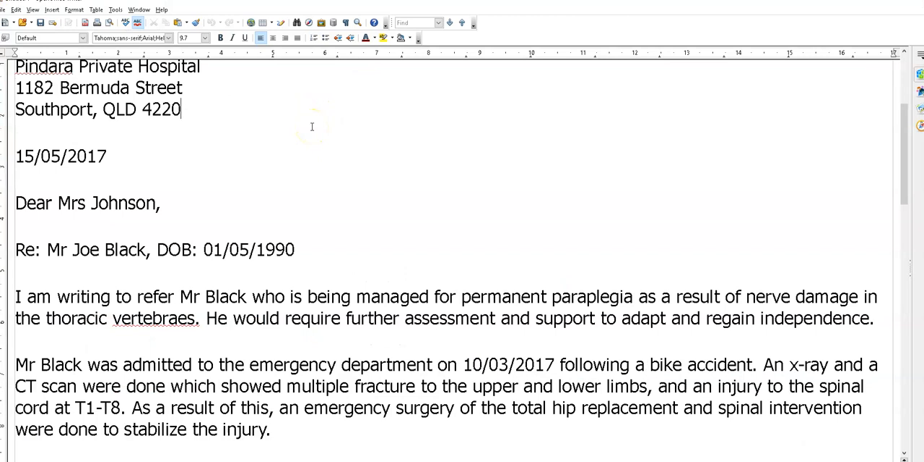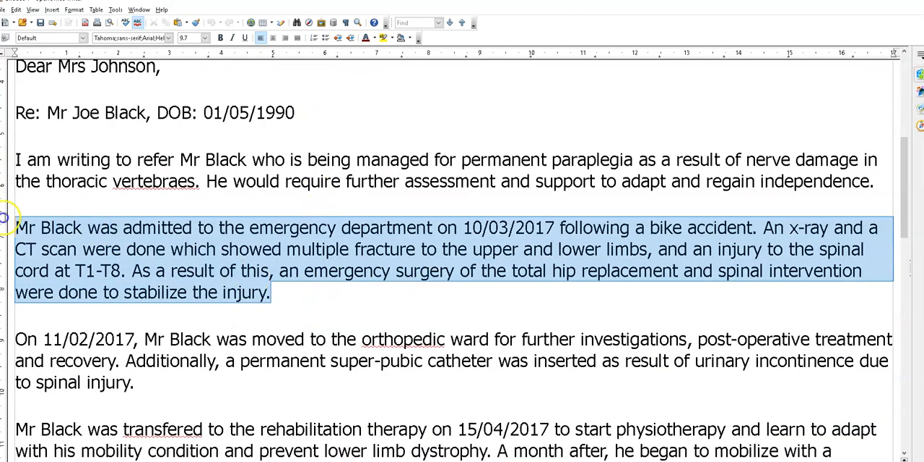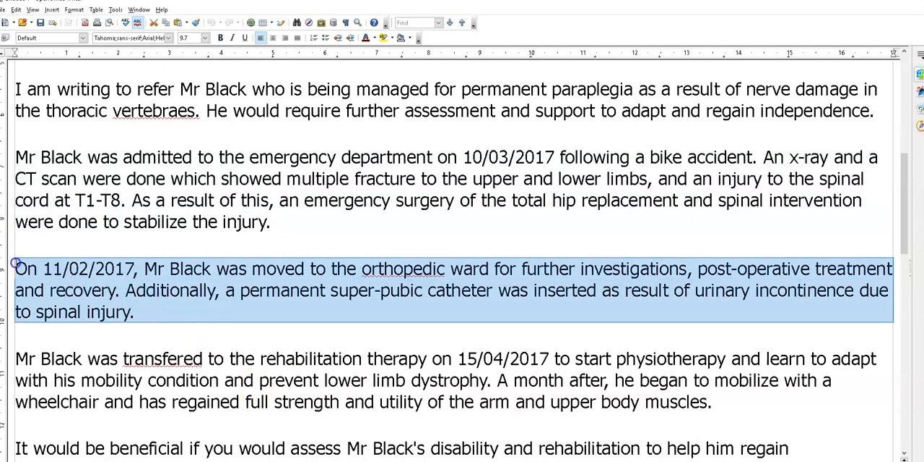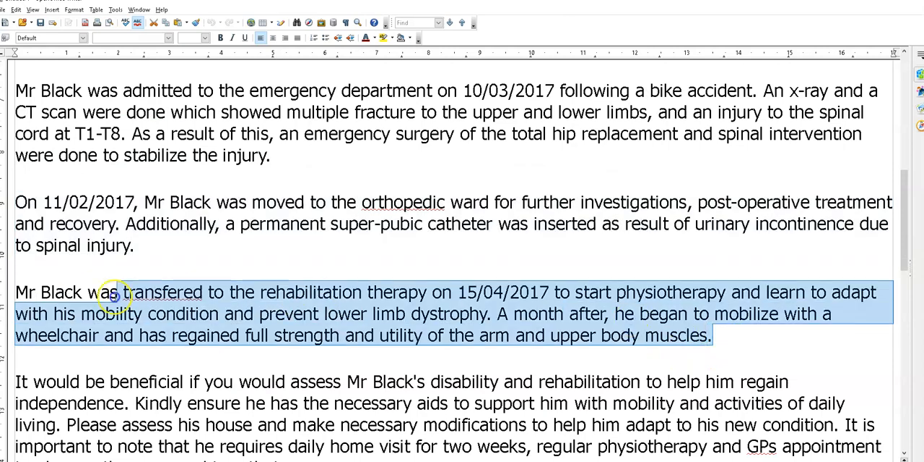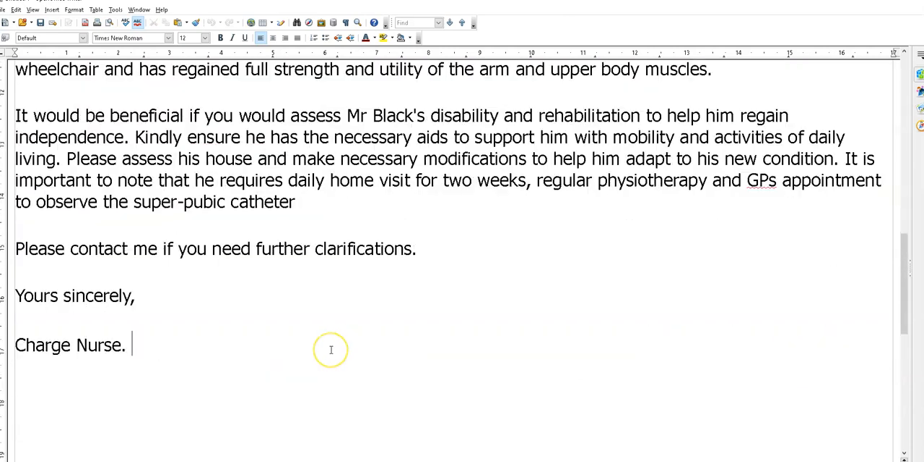You write to an occupational therapist, and there's a lot of detail. There's too much detail. I don't need this. I don't need all this. Don't need it all, because I'm an occupational therapist.